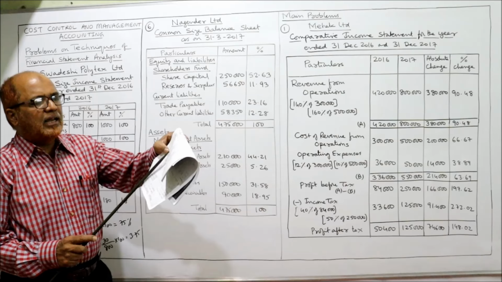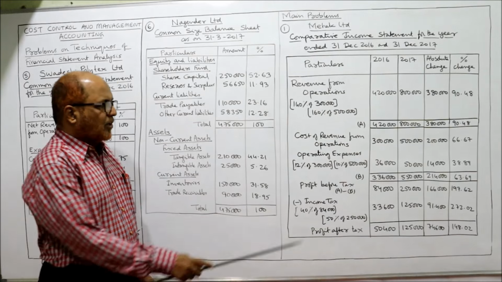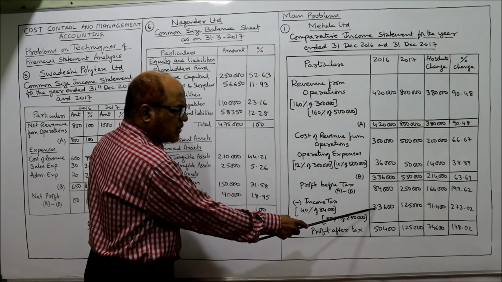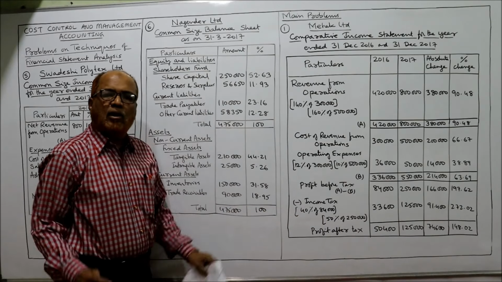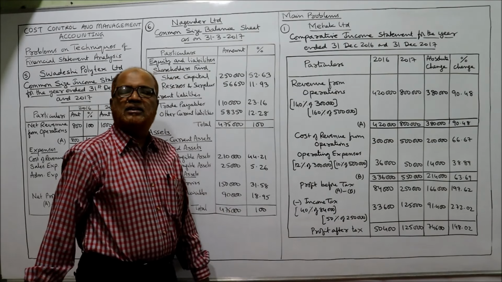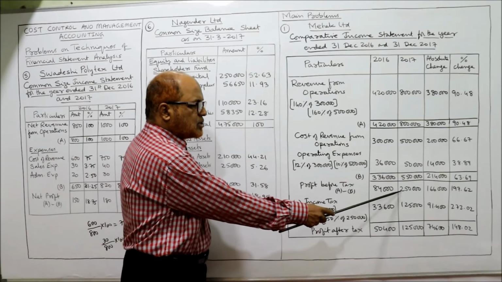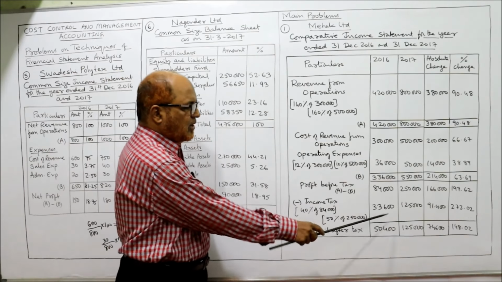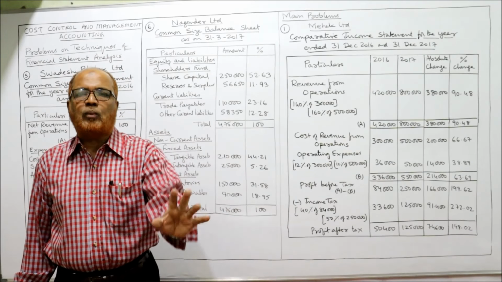Income tax rate, last year 40% and current year 50%. So 40% of 84,000 is 33,600. 50% of 2,50,000 is 1,25,000. Now deduct the income tax. 84,000 minus 33,600, 50,400 is the profit after tax. Similarly, 2,50,000 minus 1,25,000, 1,25,000 is the PAT, profit after tax. We got it. The two columns, last year and current year absolute values, are completed.